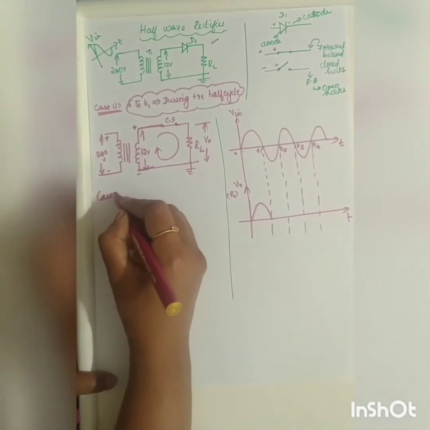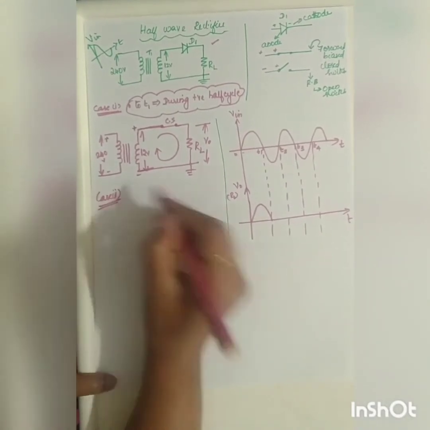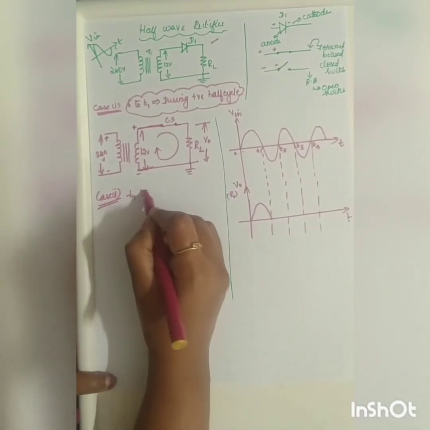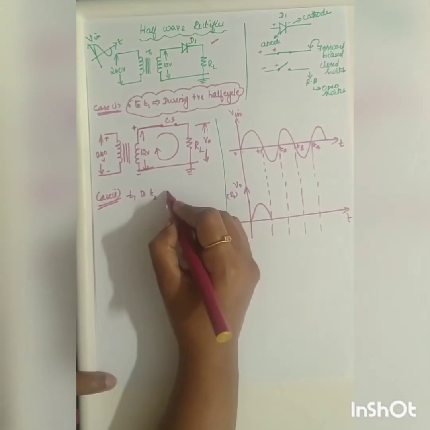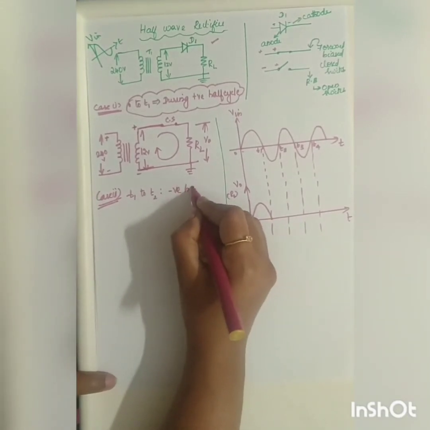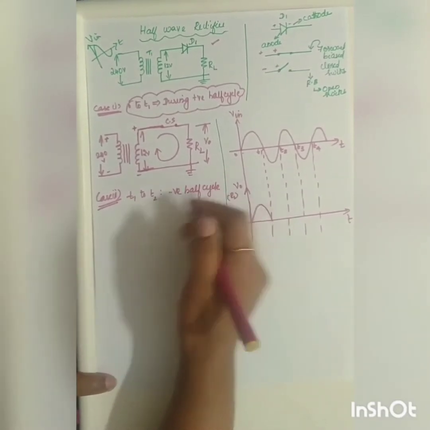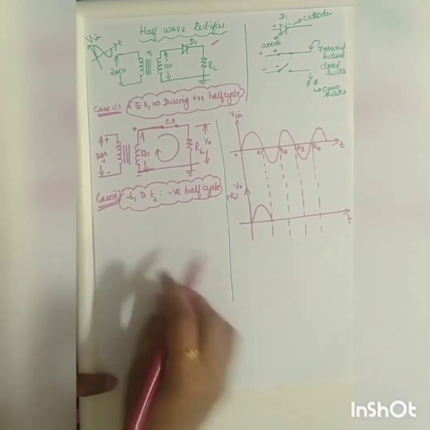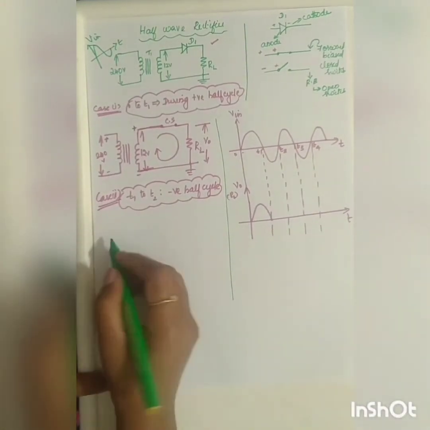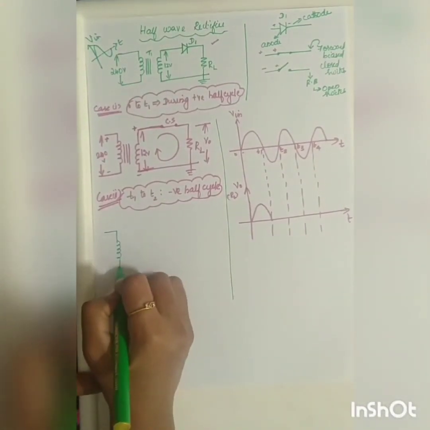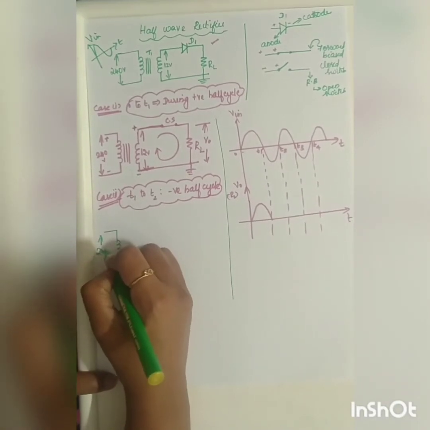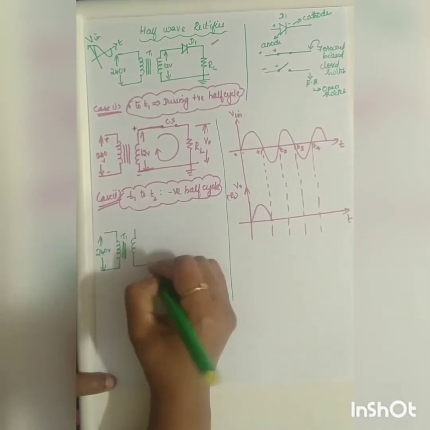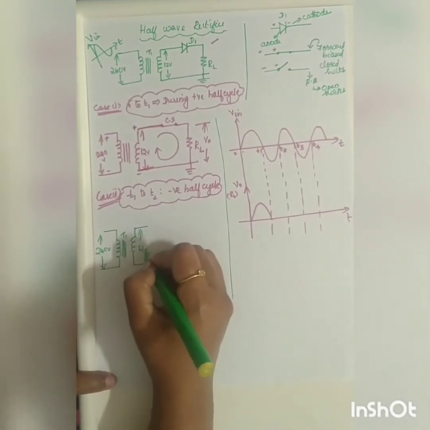So case 2, what will be your case 2? T1 to T2, that is during the negative half cycle. During the negative half cycle, what will your circuit be? Your circuit will look like this, and your diode will act as an open switch. Here the transformer input is 240 volt and the voltage is going to be 12 volt, right?